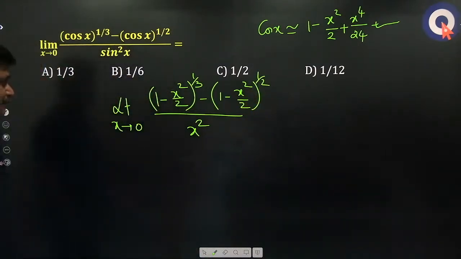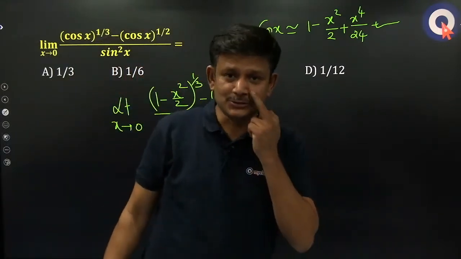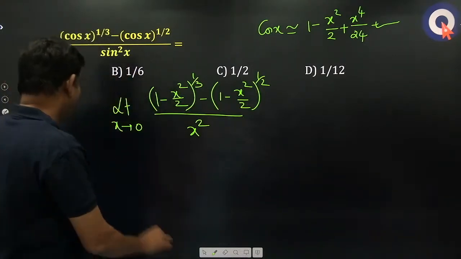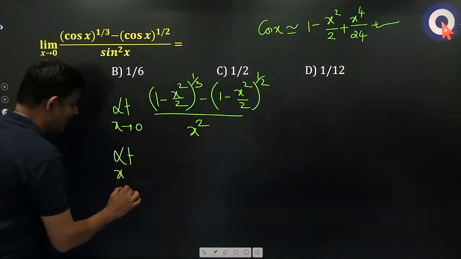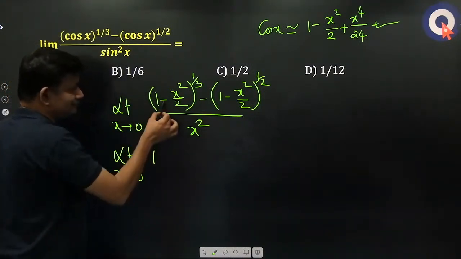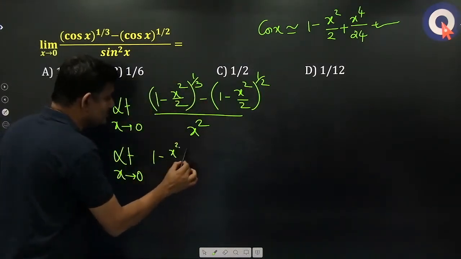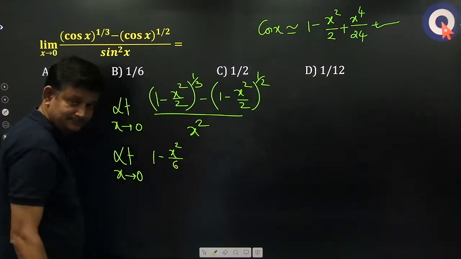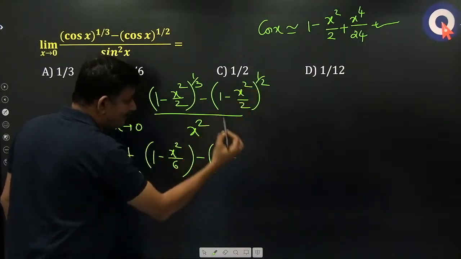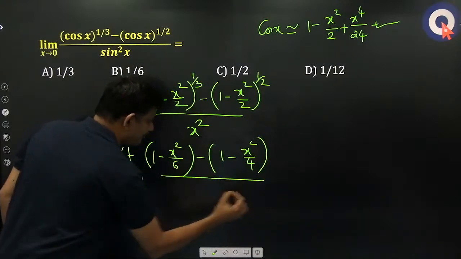This is what I can write. Now, what to do? You know your binomial approximation, 1 plus x whole power n is approximately 1 plus nx. I am just using the binomial expansion. So, 1 plus x whole power n, where n is 1 by 3 here. So, 1 minus x square by 3 into 2, which is 6, minus 1, minus 1 plus nx is how much? X square by 4 by x square.